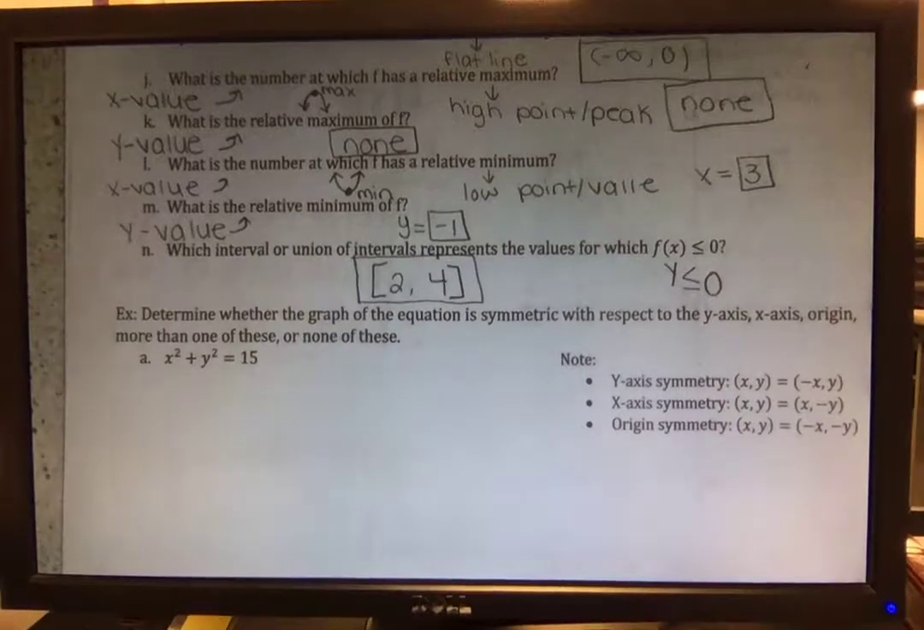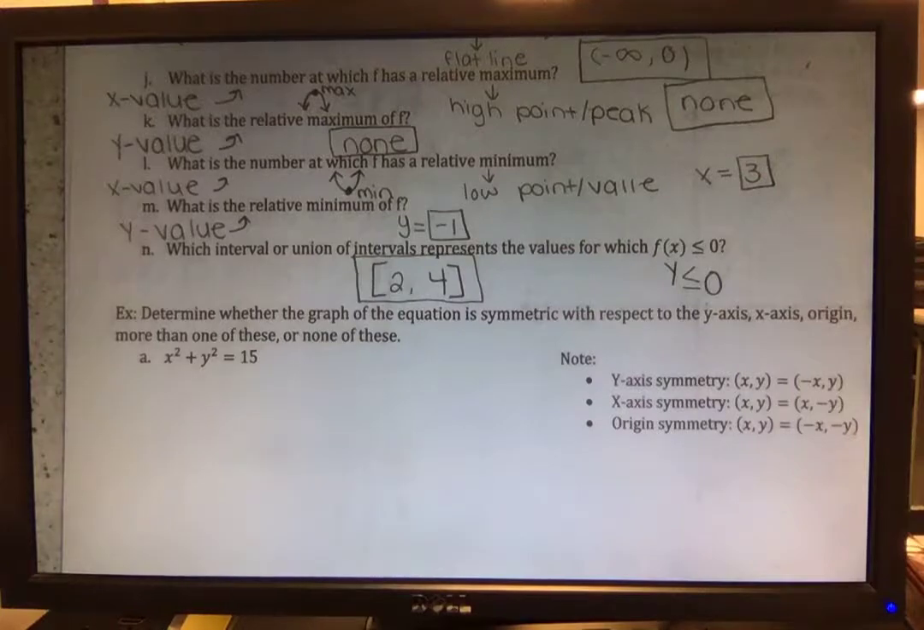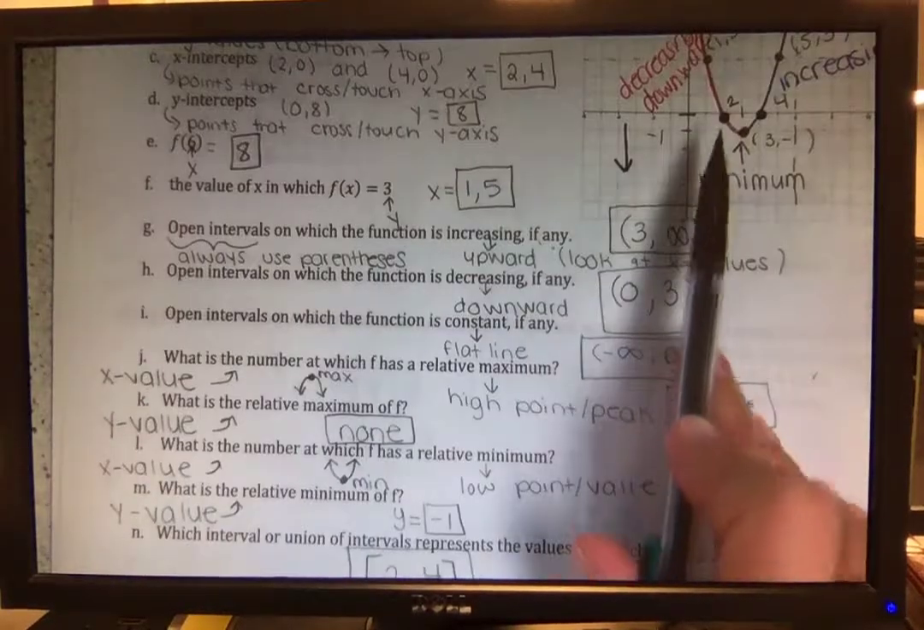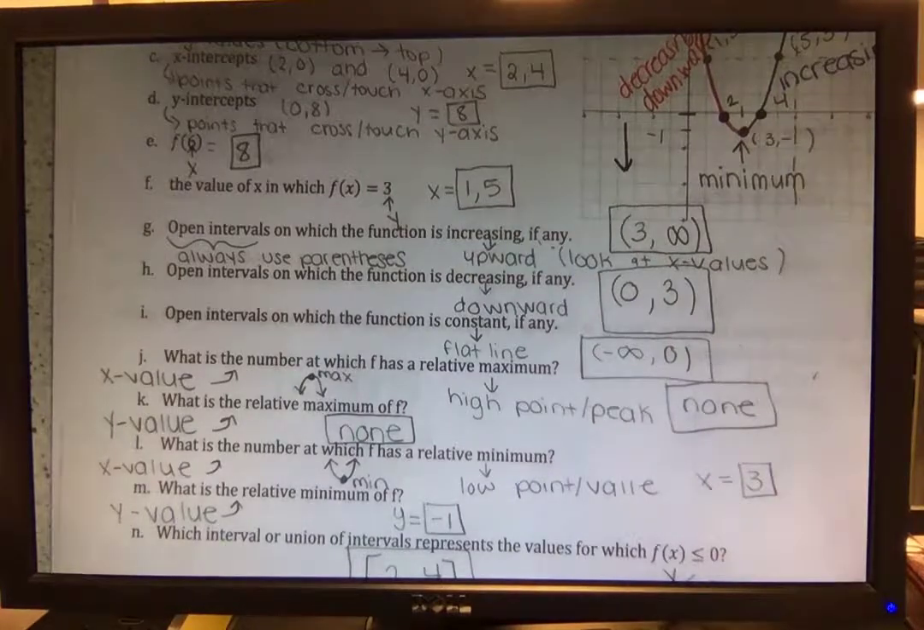So the answer to the interval or union of intervals which represent the values for which y is less than or equal to 0: the only points when it's less than or equal to 0 is this little piece right here. That little piece goes from 2 to 4 as our x values. It's asking where.